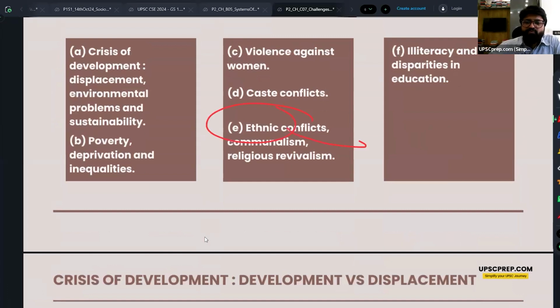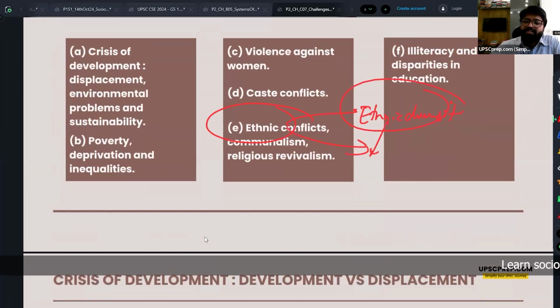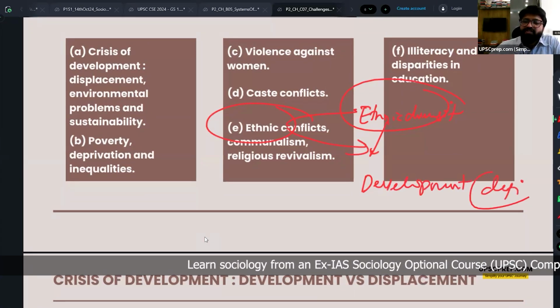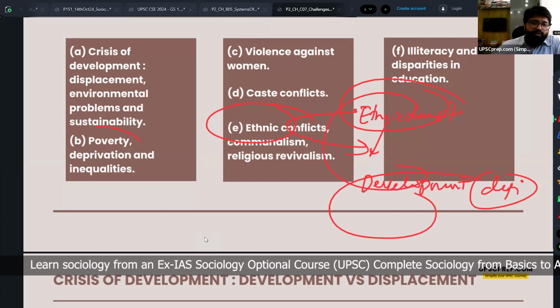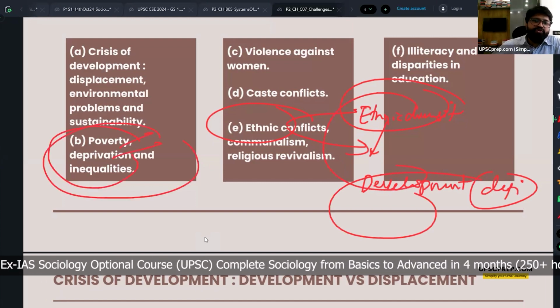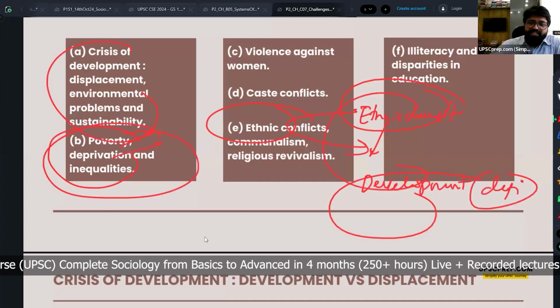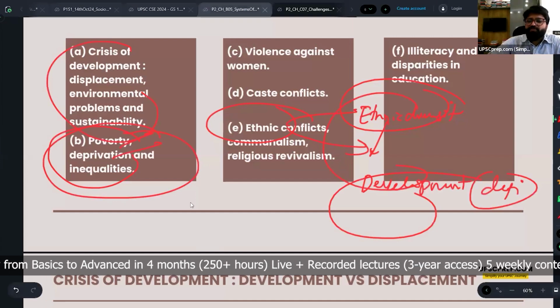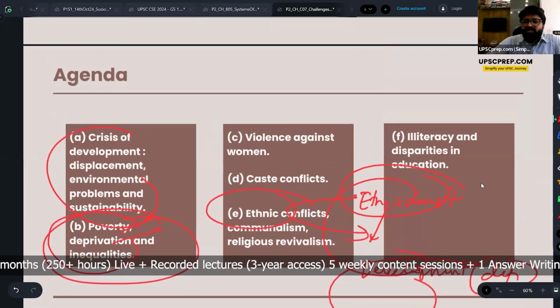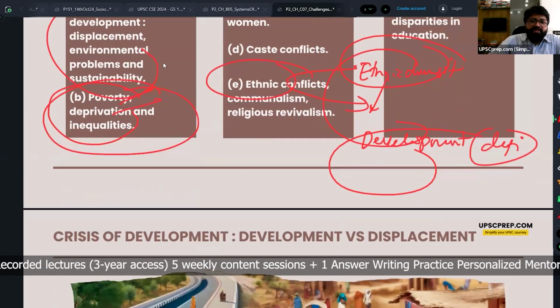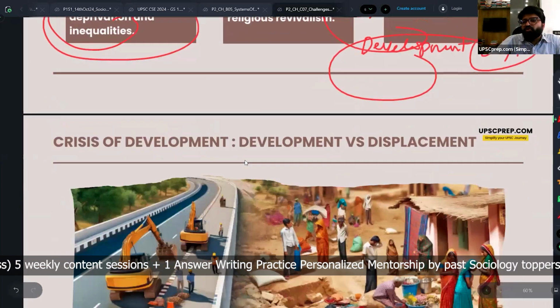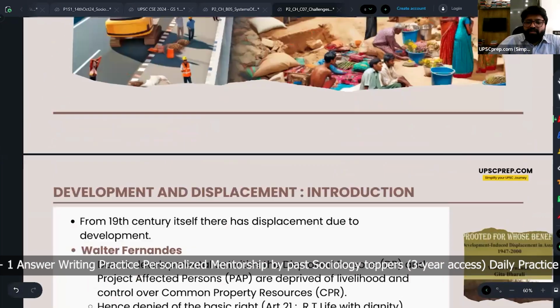ethnic conflicts and communalism. What are the roots of some of the ethnic conflicts and the ethnic diversity? And at the same time, if there is also a development lag or development deficit, you will see these things. Whenever we discuss poverty and deprivation, there also. So a lot of things in this chapter, the last chapter of paper 2, you should be able to imagine the disparities. So there will be some points that you can directly use in this particular answer.